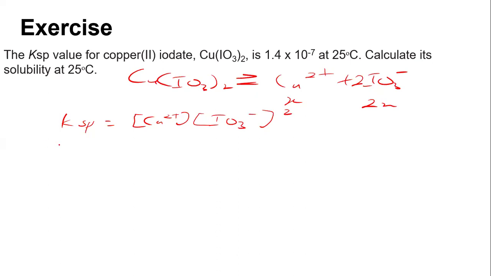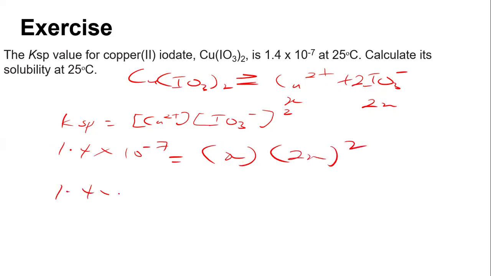Now they have given us the KSP value, so we can put it there. 1.4 times 10 raised to the power negative 7 is equal to, now the copper concentration is x, right? The iodate concentration is 2x raised to the power 2. So I have 1.4 times 10 raised to the power negative 7 is equal to 4x squared, multiplied by this, I'll get 4x cubed, right?